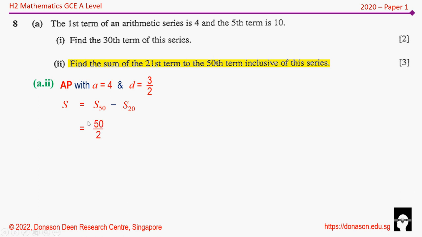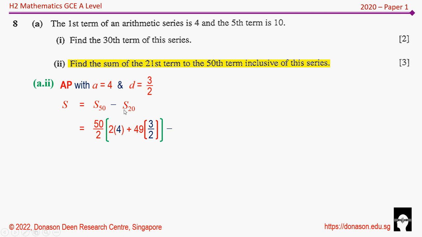So n over 2, and n in this case is 50, because we're going to add 50 terms. 50 over 2, open bracket, 2 times a, where a is 4, plus n minus 1 d. N minus 1 for the 50th term, so 50 minus 1 is going to become 49 times the common difference, which is 3 over 2, and this would give us the sum of the first 50 terms of this progression.